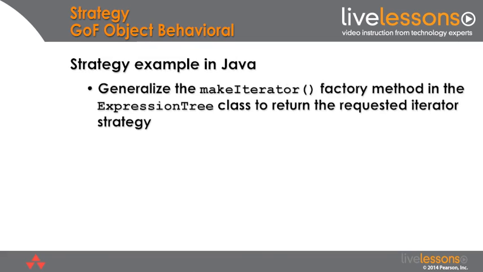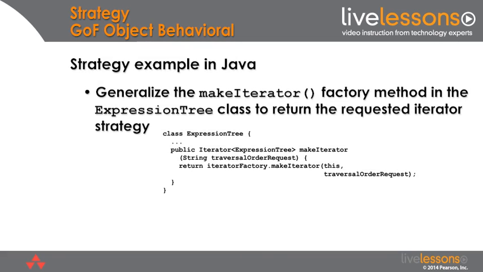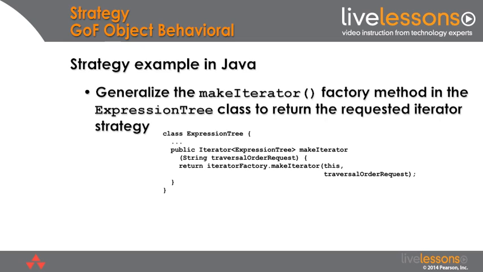What we're going to do here is start by generalizing the makeIterator factory method in the expression tree class to return the iterator strategy that's requested by the user as a string or perhaps an enumerated type. In this particular case, we modify this ever so slightly to have something called an iterator factory, which we'll talk about later when we talk about the factory method pattern. It's got a factory method called makeIterator, and we pass it two things. We pass it the request that the user has asked us, which could be in-order and pre-order and so on. And then we also pass it the object for the expression tree. That's the aggregate that will actually be traversed by whatever strategy we're going to create.